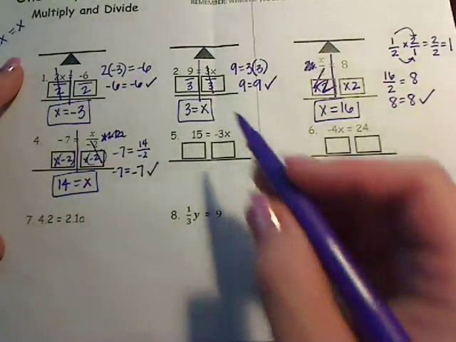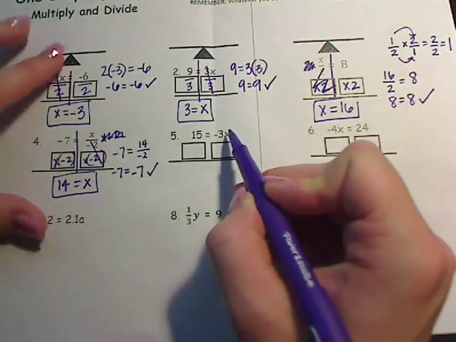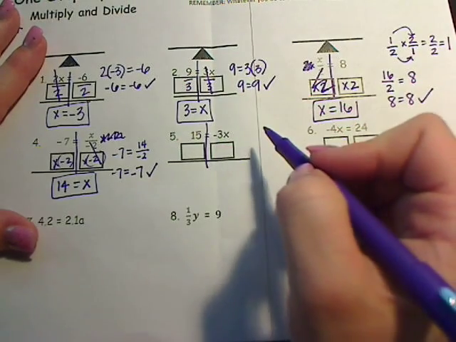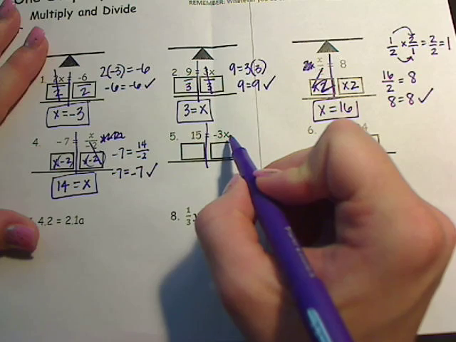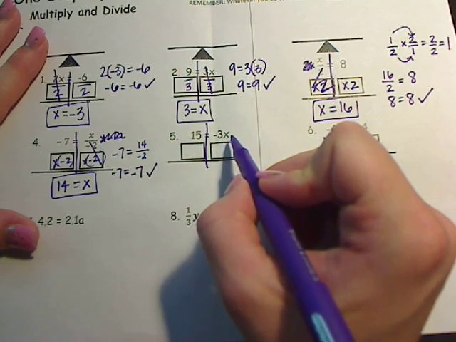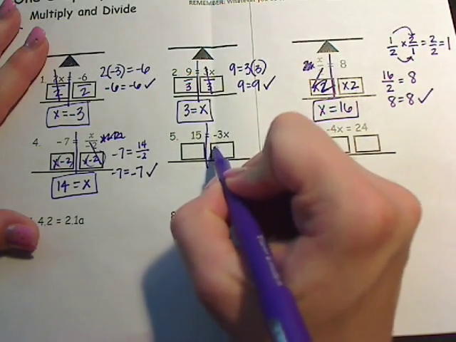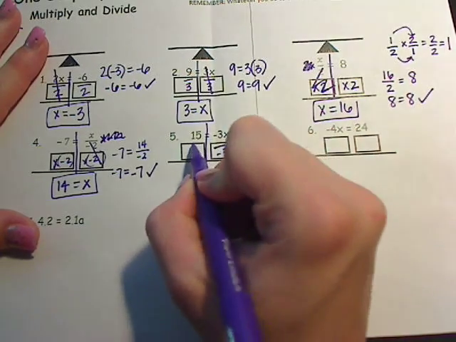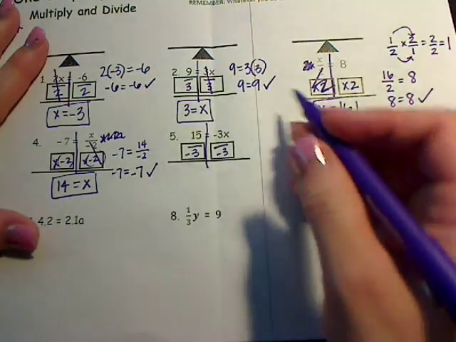Number 5. 15 equals -3 times x. Well, step 1, cut it in half. Step 2, isolate the variable, so let's get x by itself. In order to do that, I'm going to use the inverse operation. So the opposite of multiplying by -3 is dividing by -3. Divide by -3, because what I do to one side, I have to do to the other.